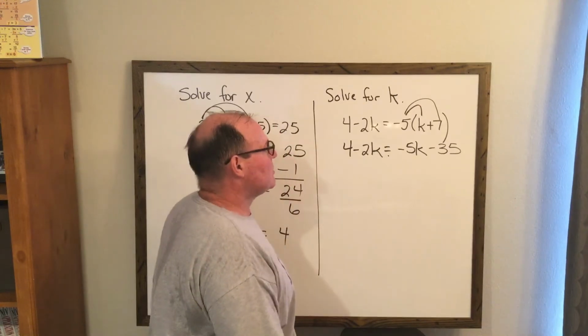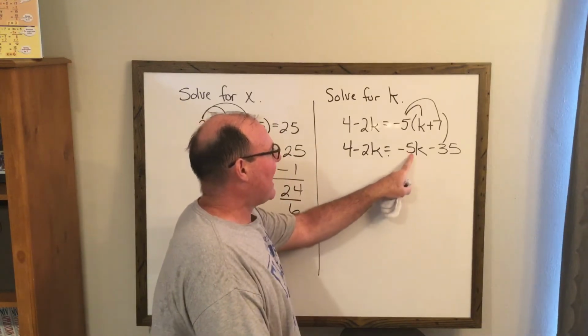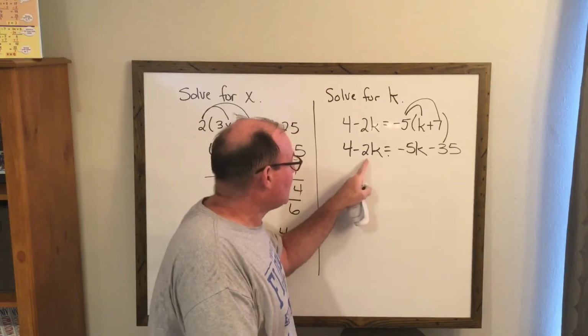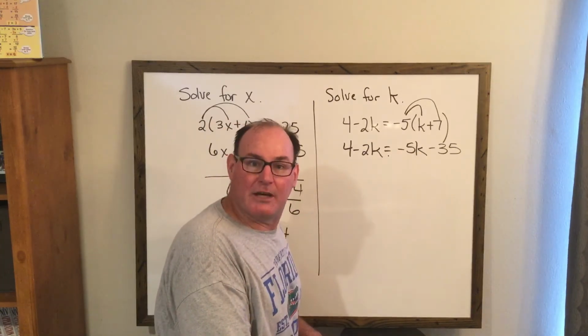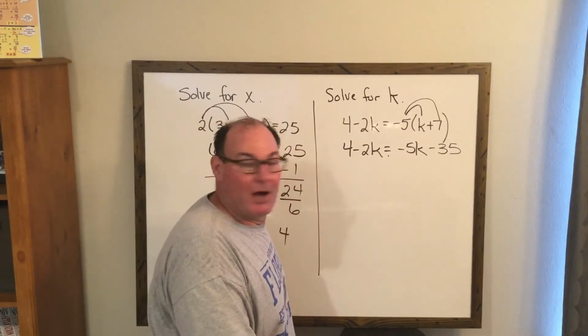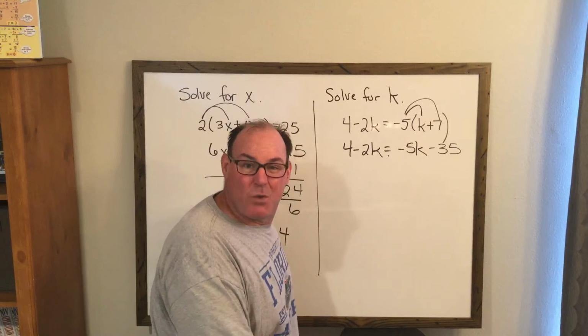So what I'm going to do is I'm going to bring this 5k over to the left. Mr. Perkins, could I put the 2k over on the right? You certainly could, okay? I'm going to put my variable on the left in this problem. It's not right, it's not wrong, it's just what I'm going to do.